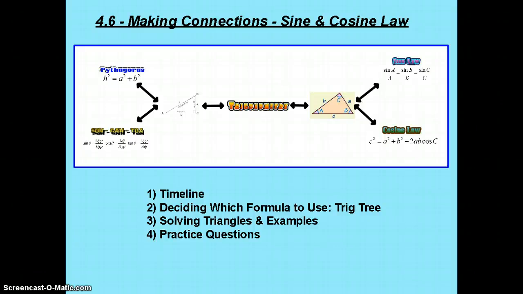So here's 4.6, making connections with sine and cosine law. I'm having some issues with the voice. It sounds very nasal and not very loud, but we're going to have to make do with this little microphone.